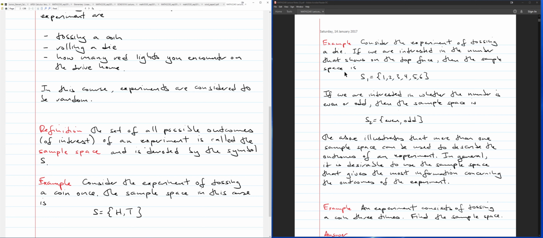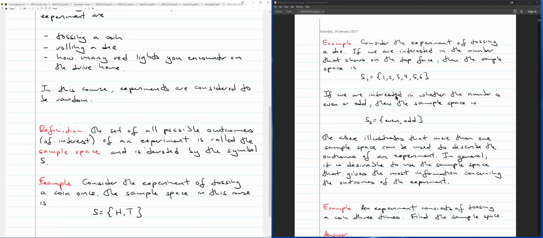But if, however, you're just interested in whether the number that you get is even or odd, and that's all you really care about, then your sample space would be either even or odd. Okay, so notice it's really the same experiment that you're doing, tossing one die, but your sample space would be different based on what you're interested in. This is somewhat of a fine point.